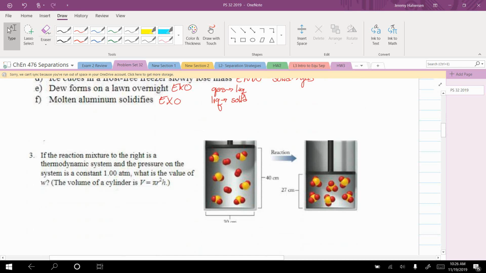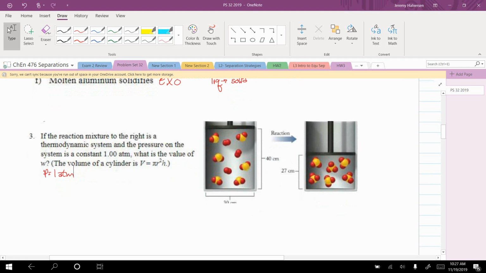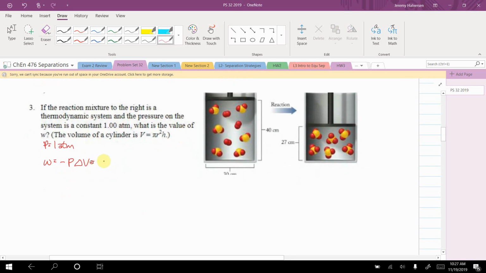All right, if the reaction mixture to the right is a thermodynamic system and the pressure of the system is 1 atmosphere, what is the value of W? Well, what's going on here? It looks like we're just compressing this system, so the volume is changing. So I know that work is equal to negative P delta V. Well, delta V is, delta just means final minus initial, so this is just V final minus V initial.